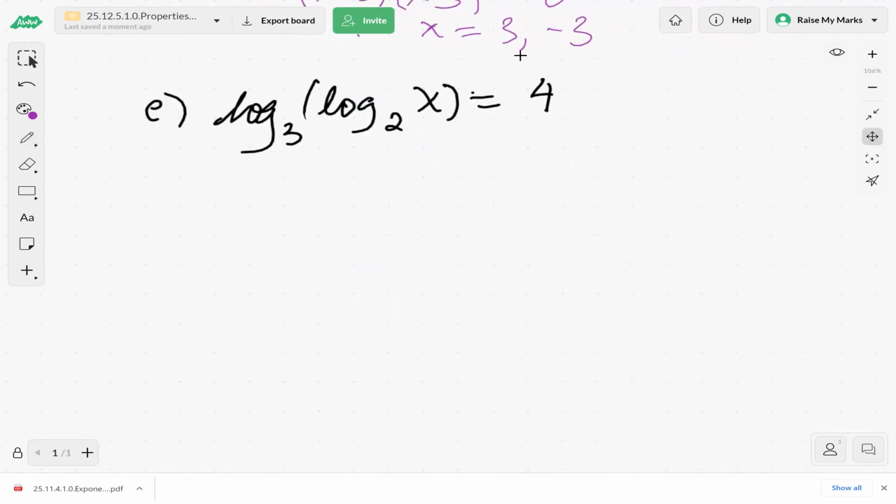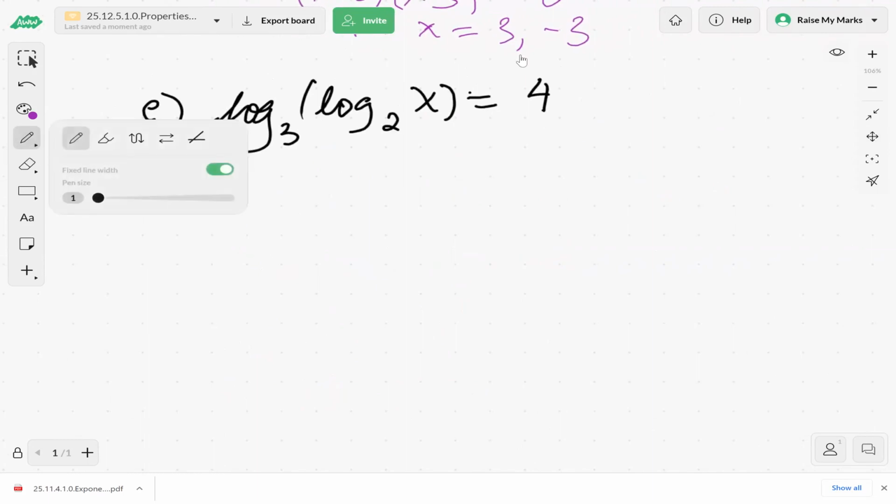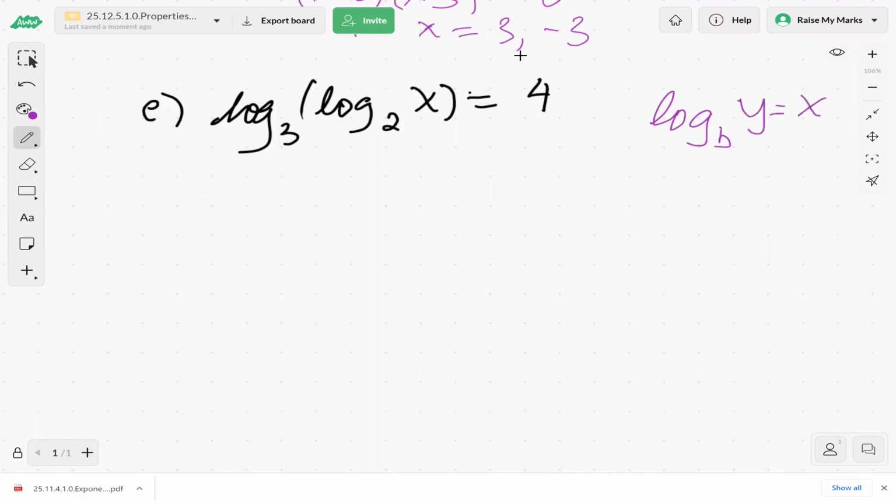Good. And one final question, I believe. Log base 3 of log base 2 of x equals 4. It's an interesting one. So recall log base b of y equals x. So what does that mean? The base is raised to the power x, and that equals y.